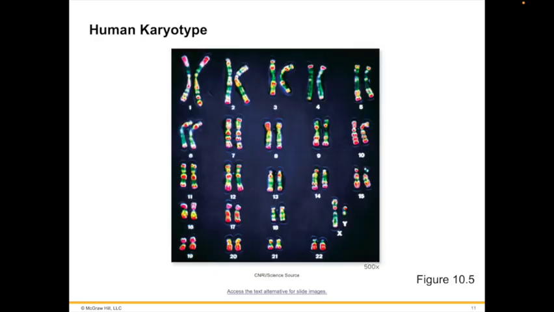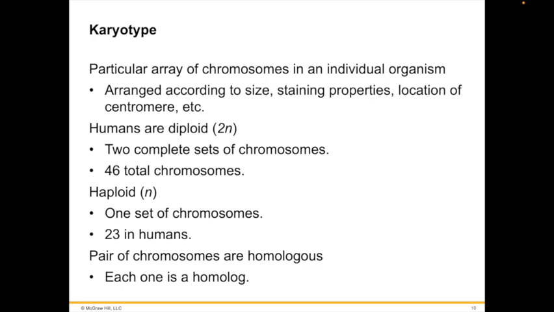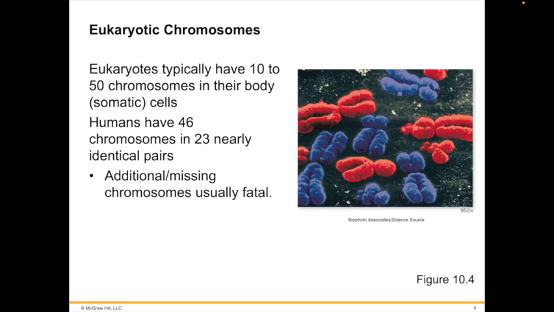Chromosomes vary in size, staining properties, the location of a visible constricted region called the centromere, and the relative length of the two arms on either side of the centromere. And to help show this, I'm going to go back to figure 10.4, and there you have what I'm referring to now.